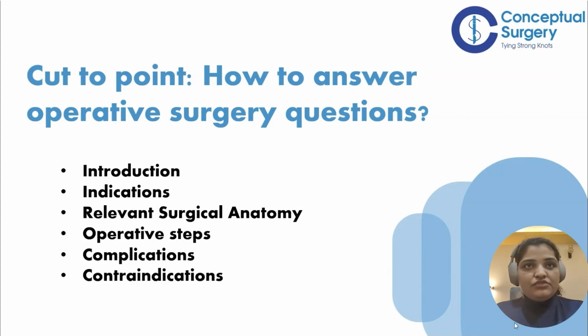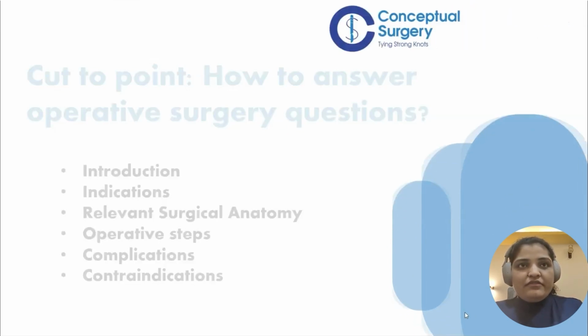We will divide answering an operative surgery question under the following headings. It would include introduction, indications, the relevant surgical anatomy, the operative steps, complications, contraindications. This outline can also be used for other procedures that you're writing about, and you just need to add a few more headings or subtract depending on the question that you're attempting. So let's get into it, and we will start with what is sentinel lymph node biopsy.